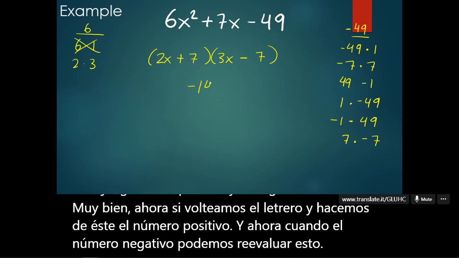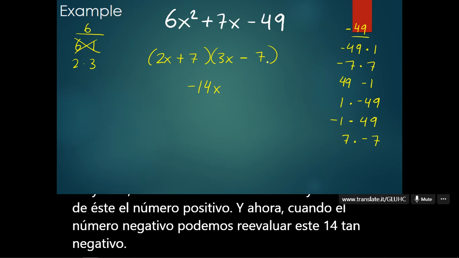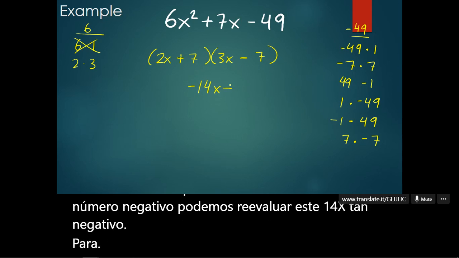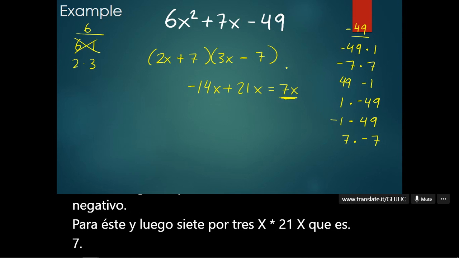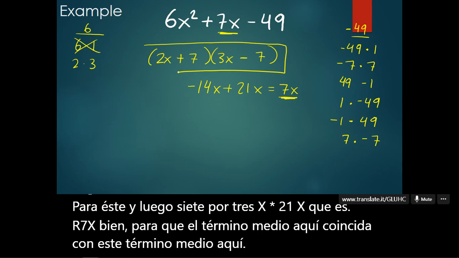So negative 14x for this one, and then 7 times 3x becomes 21x, which is 7x. All right, so that middle term here matches up with this middle term here, which makes this my factor form.